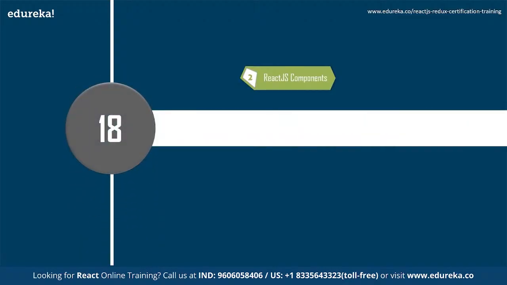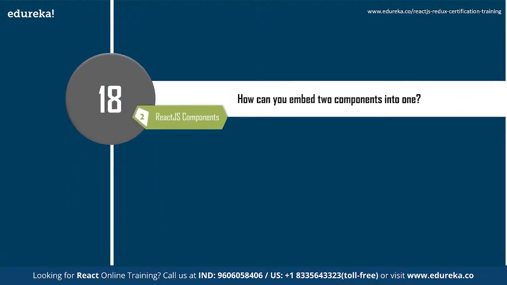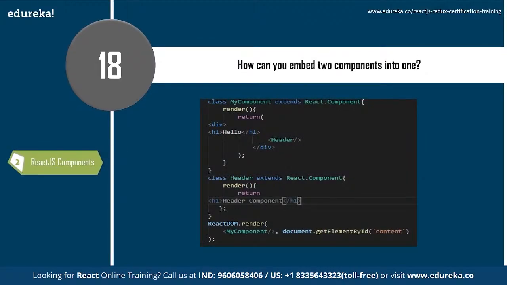Moving to the next question, that is, how can you embed two components into one? As you can see on the screen, we have one code snippet. We have embedded two components with the help of class, then the component name or the class name, then using the keyword extends, and we made use of React.Component. With this syntax, as you can see on the screen, we are embedding two components into one. So there are two components, the MyComponent and the Header component.